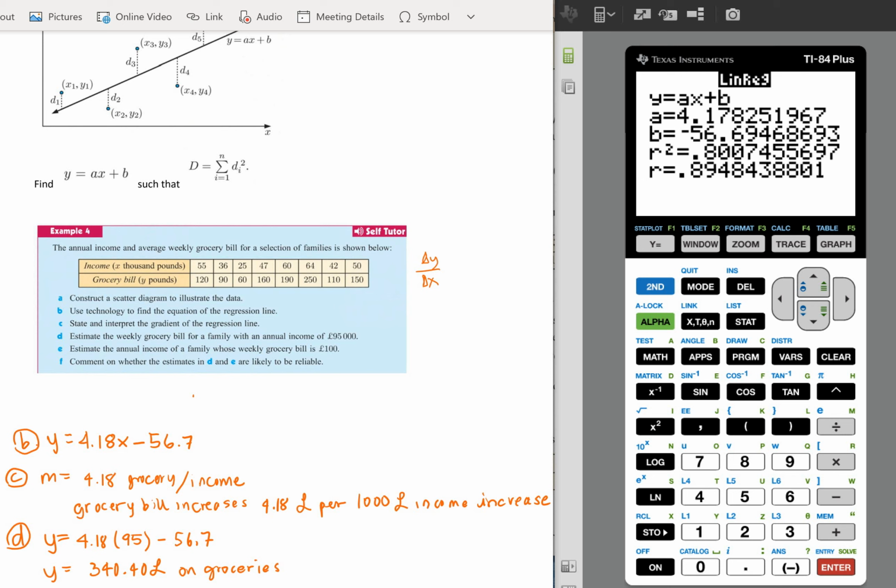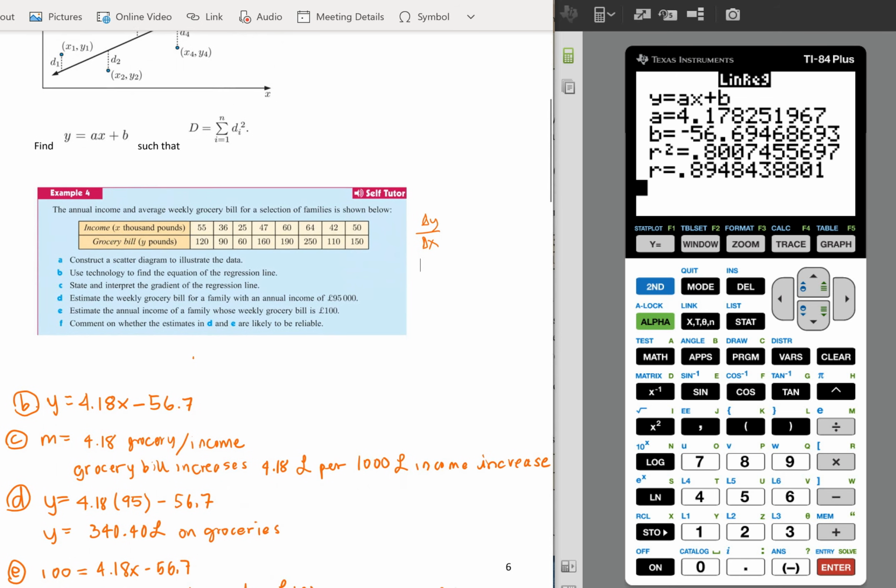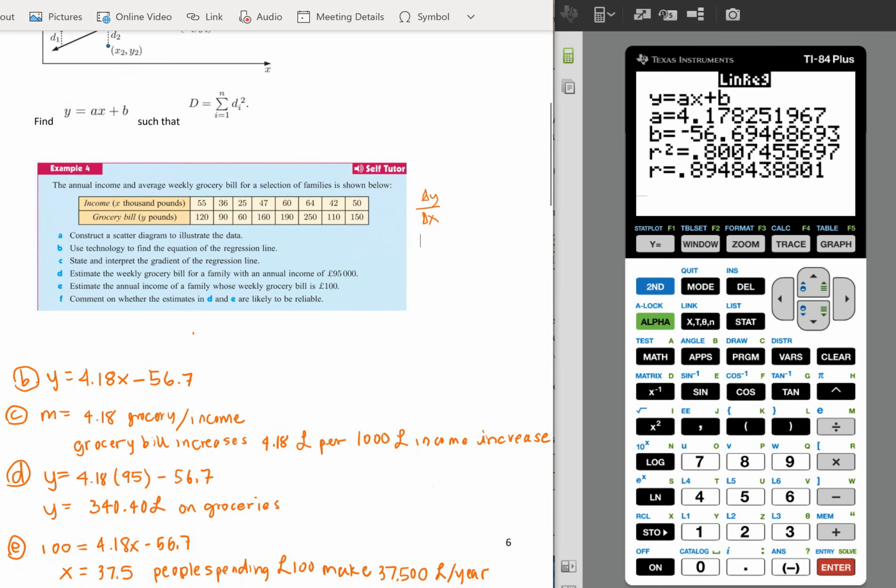Part E, estimate the annual income of the family whose weekly grocery bill is 100. So grocery bill is Y, so we're going to plug in 100 for Y, and then solve the equation. We add 56.7 to both sides, divide by 4.18, and we end up getting X equals 37.5. So we could conclude that people spending about 100 pounds on groceries per week make about 37,500 pounds per year.